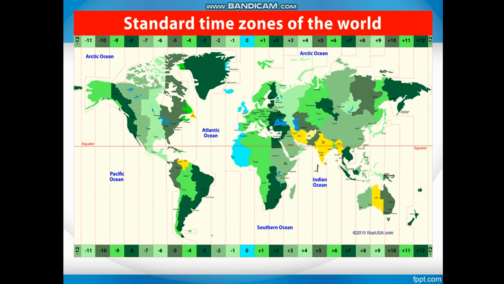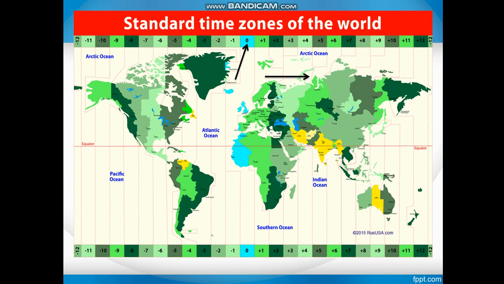So I'm going to use this diagram here. Pay attention to the diagram, and I'm going to try to explain how time zones work. If you notice the arrow here, it's at 0, and this is called the prime meridian. All the countries that fall within this blue here carry the same time.